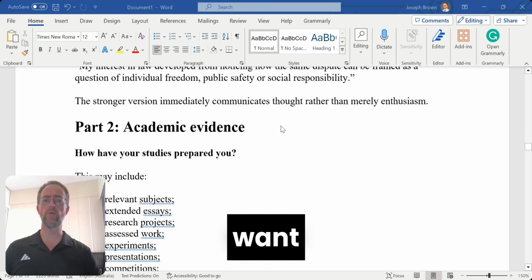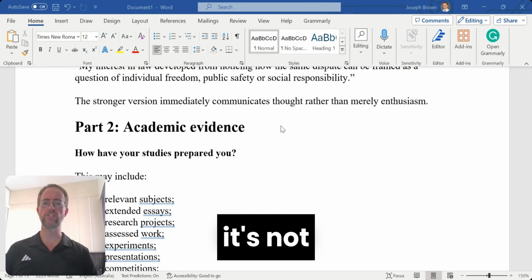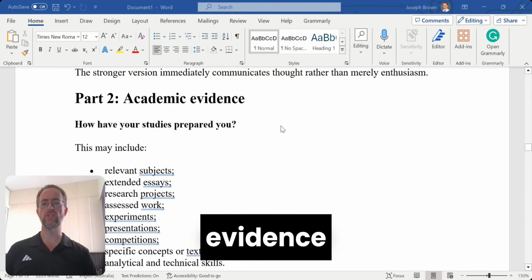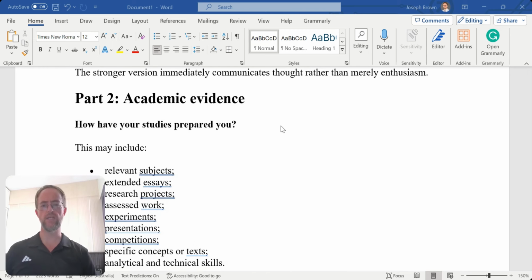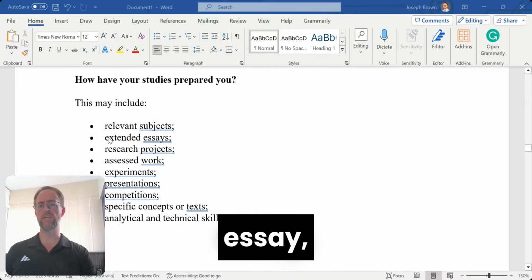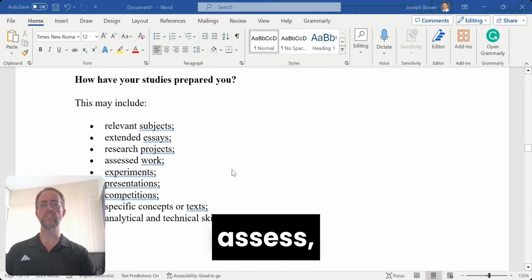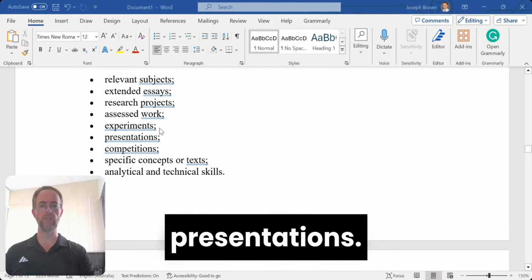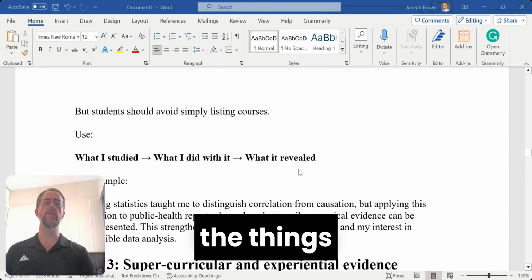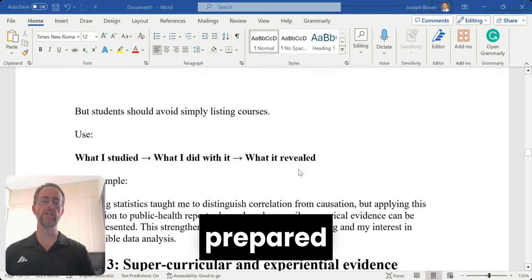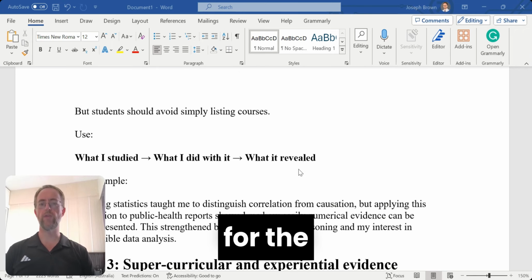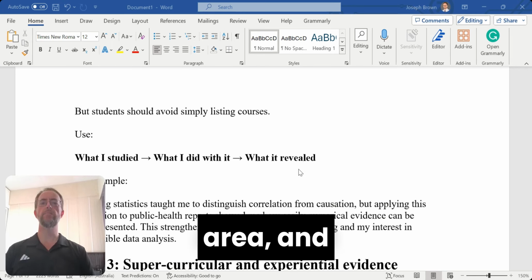The second part you want to bring in is academic evidence. And again, it's not stating a whole list of what you have done, but this is the evidence that shows that you are prepared to study. And yes, you can consider looking at relevant subjects, the extended essay, research projects that you've done, assessed work, different experiments you might have done, presentations, all the rest. You want to go through and look at all of the things that you have done that have prepared you for this in an academic sense, in a real prepared for the study area, and pick and choose.